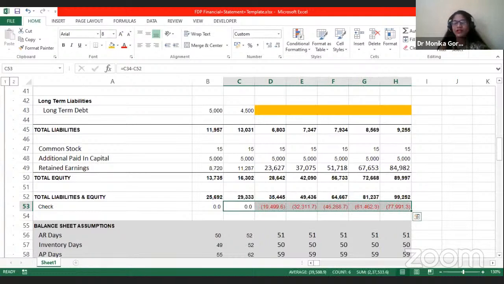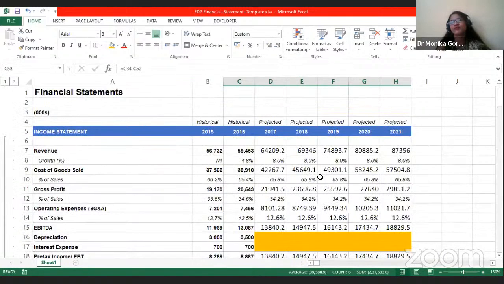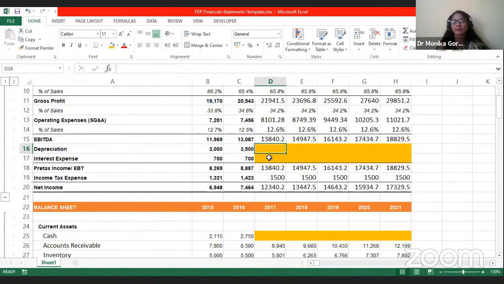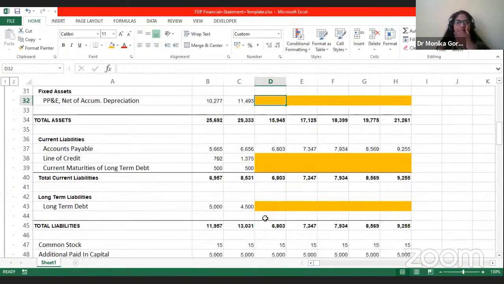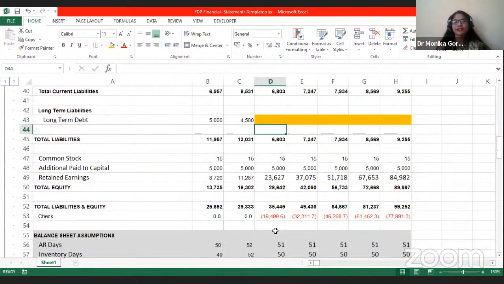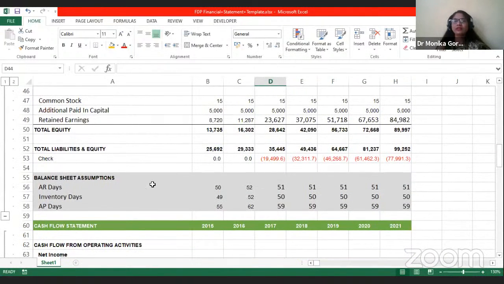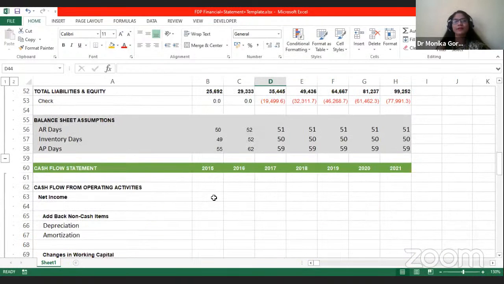Now, as of now, the figures are not going to be zero because there are blank things which we have kept. Here we have not calculated depreciation and interest. We have not calculated cash, PPE, your long-term debts. So this particular difference is there between your assets and liabilities. Now the balance sheet is completed with few of the components which we have not actually calculated.